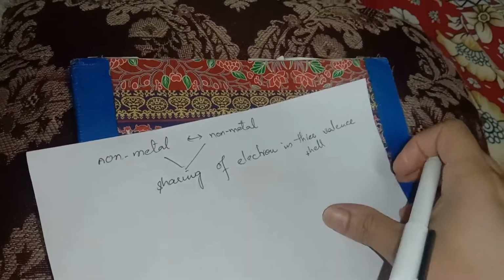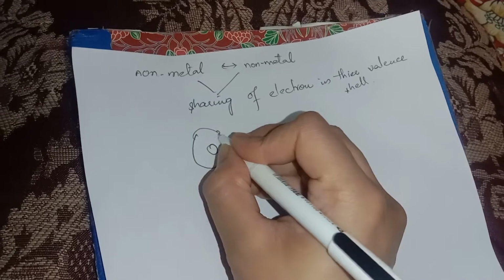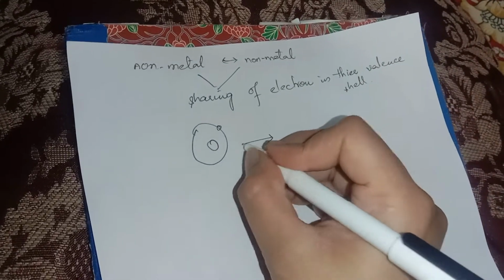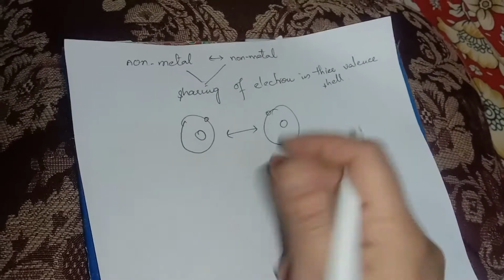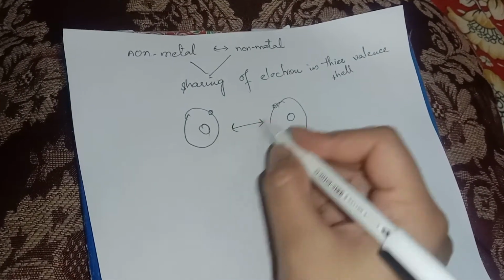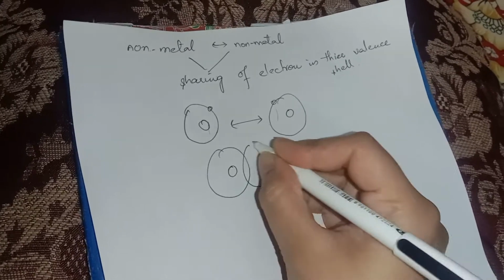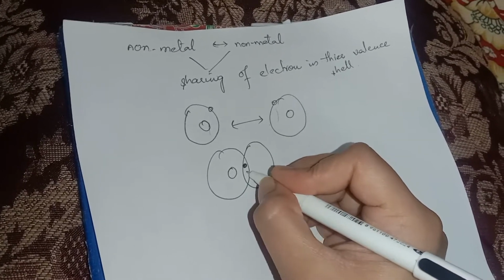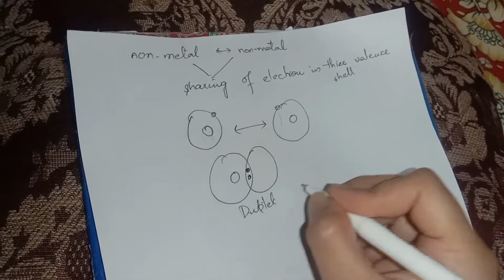Now take an example of hydrogen. Hydrogen, having one electron in its outermost shell, comes across another hydrogen, which is again a non-metal, and when they fuse together, their valence shells fuse together, and they would have two electrons at a time, hence the duplet rule is accomplished.